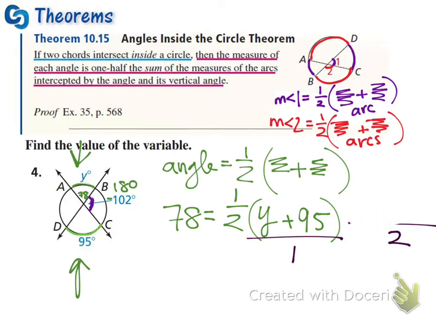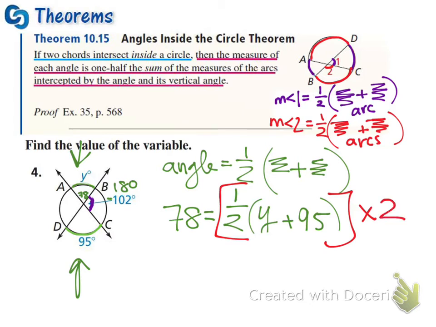You don't have to write it like this. I just wanted to explain why we're going to do what we're going to do. In order to get rid of the 1/2, you have to multiply by the opposite of 1/2. The opposite of 1/2 is 2. But if I do it on the right side, I have to do it on the left side. So times 2, both sides. This is the most common mistake I've seen today: people forgetting to do it to both sides.